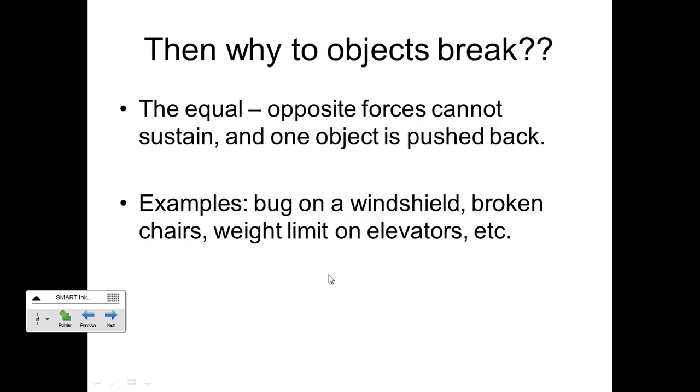Weight limits on elevators. The cables can only sustain a certain amount of weight. And so if you go over that weight limit, then those cables cannot sustain the force of everybody in the elevator, and they can break. So again, the action force would be the weight of all of the people plus the elevator. The reaction would be the cabling holding the elevator up. And if that cannot be sustained, then the cable will experience an acceleration when it breaks, and thus the elevator would drop.